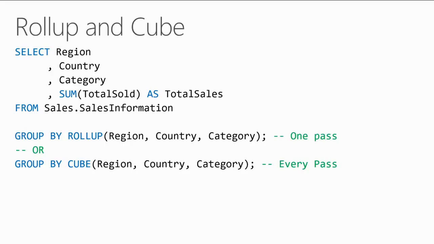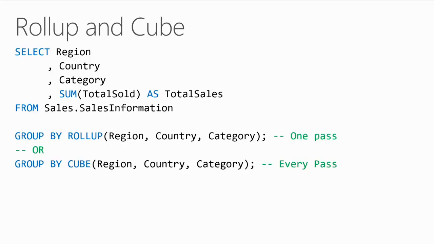If I say group by rollup, this is going to assume a hierarchy. So it's going to assume that region is a parent, that country is a child, and that category is a child. So this is going to give me the rolled up total for every region. It's going to give me the rolled up total for every region and country combination. And it's going to give me the rolled up total for every region, country, and category combination. Just that one pass, assuming a hierarchy.